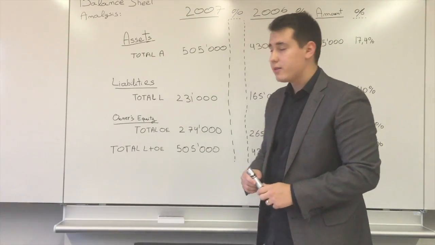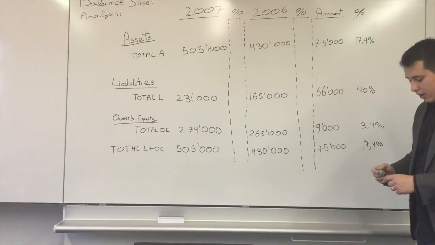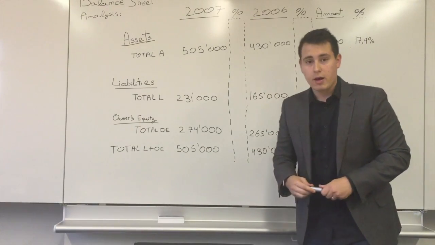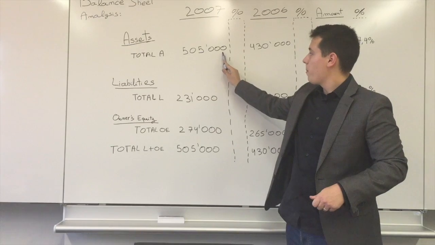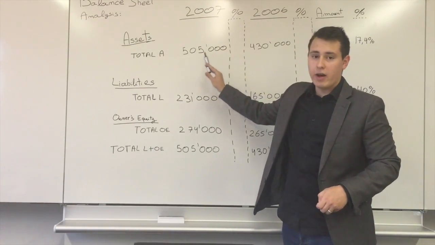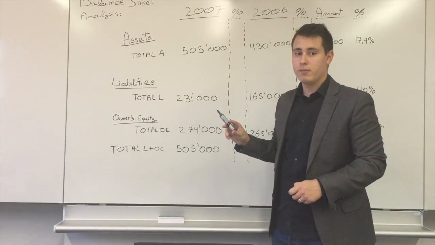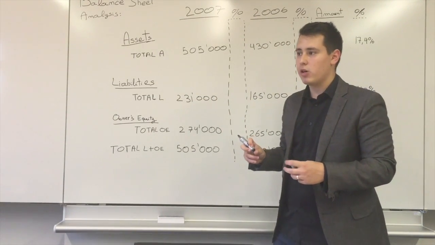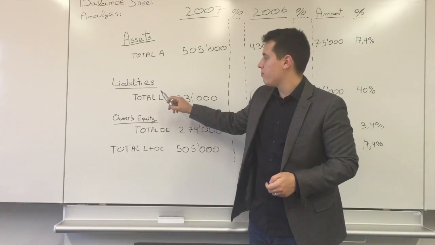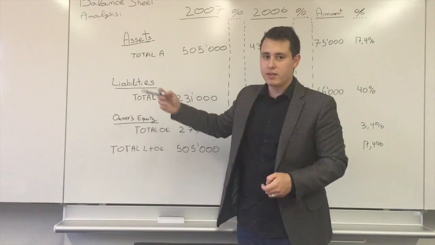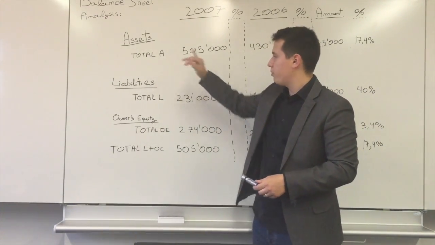The next analysis is the vertical analysis. The vertical analysis is taking the value of the line and dividing it by the total assets line. So it's basically an indication of what percentage my liabilities are compared to my assets. So maybe my liabilities would be 40% of my assets.